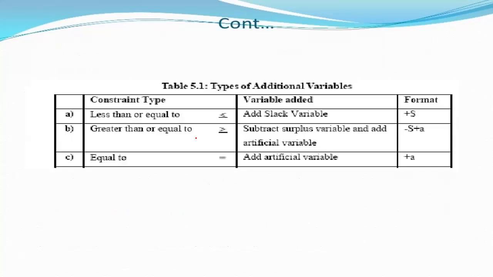There is a table which can show you the constraint type. Less than or equal to: add slack variable. If it is greater than or equal to, subtract surplus variable and add artificial variable, such as minus s plus a. And if it is of equal to type, then add artificial variable plus a.